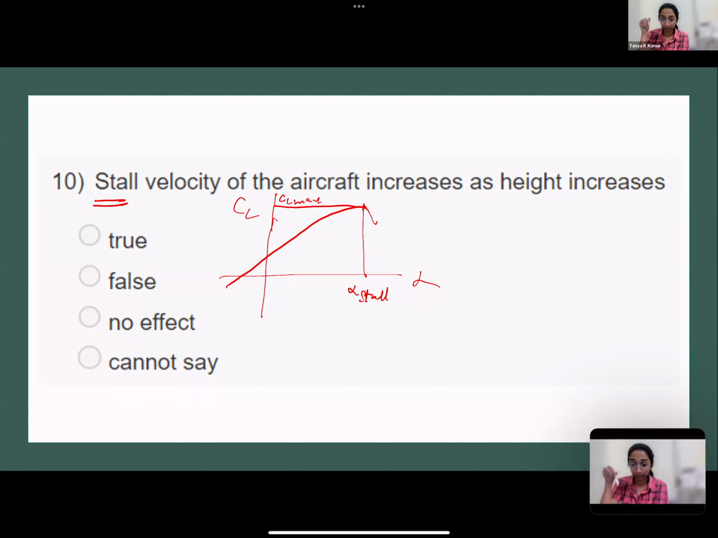What happens at this alpha stall? Till then, when I'm increasing alpha slightly, your lift is increasing further. I increase it more and I increase it more, lift increases. After this, if I increase angle of attack, lift is not increasing, it's decreasing. Why? What happens at that point? Just try to think about it.